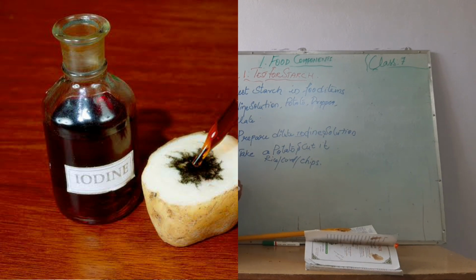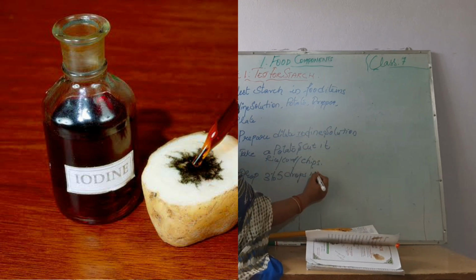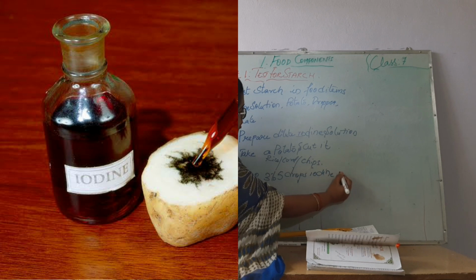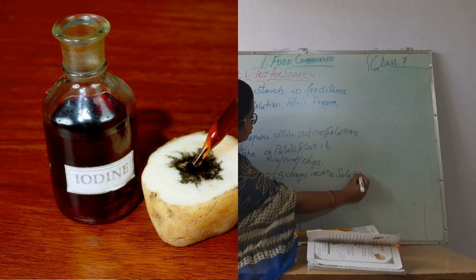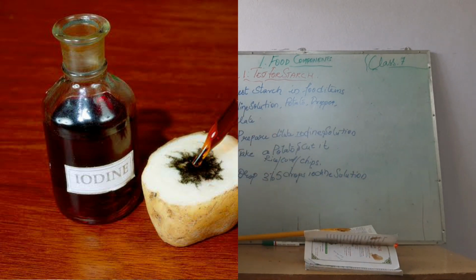And third, drop 3 to 5 drops of iodine solution. Dilute iodine solution, don't forget, dilute iodine solution on potato. Then what happens? That's all. So, what is our observation?